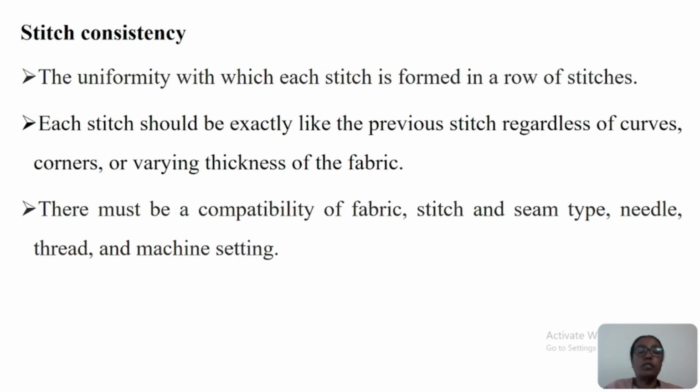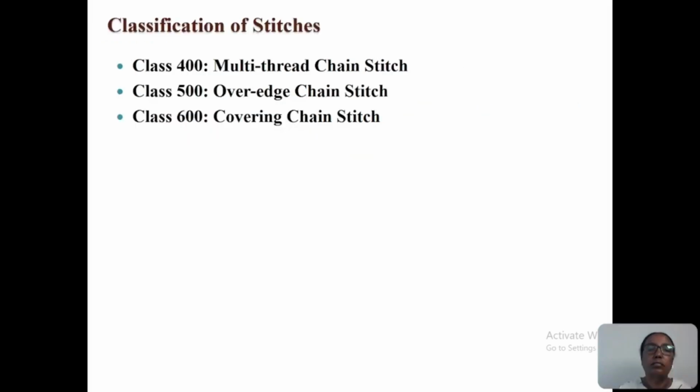There must be compatibility of fabric, stitch, seam type, needle, thread, and machine setting. For good quality production, selecting a suitable fabric, suitable stitch, seam type, needle, thread, and machine setting is important to check at the time of sewing. A good quality garment requires selecting suitable fabric, stitch, seam type, needle, thread, and machine setting.